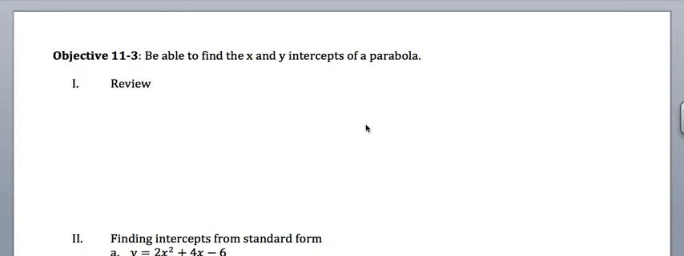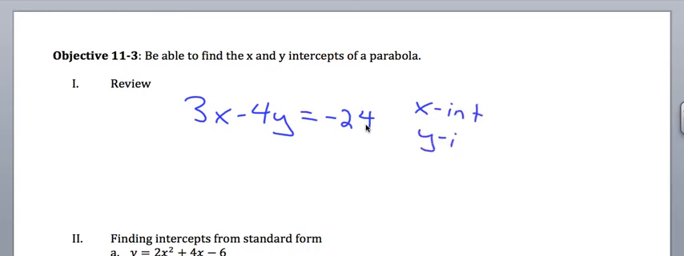So I want you to take this equation here and I want you to find the x-intercept and the y-intercept of this graph. Okay, this will be a good review of our graphing unit from earlier in the year. So pause and then come back when you're done with that.